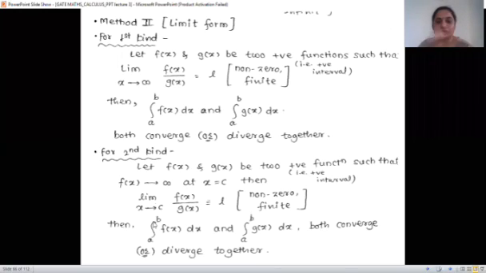For the second kind, if f of x and g of x are two functions such that any one function is divergent, say f of x is divergent at some x equal to c, then we take the limit as x tends to c of f of x upon g of x, similar to this. In the first kind both functions were convergent, and in the second kind, if any one function is divergent, then we take the limit, and if L is again a non-zero finite number, then integration f and g both converge or both diverge together.